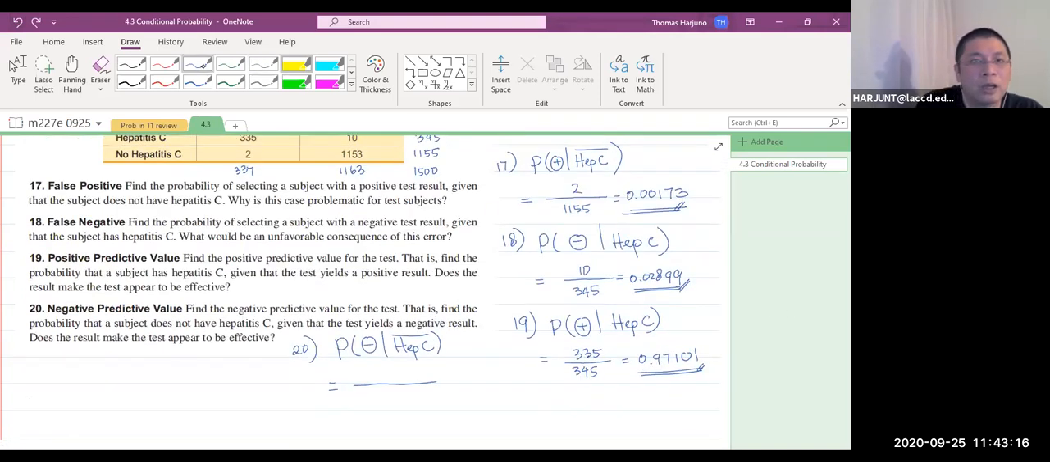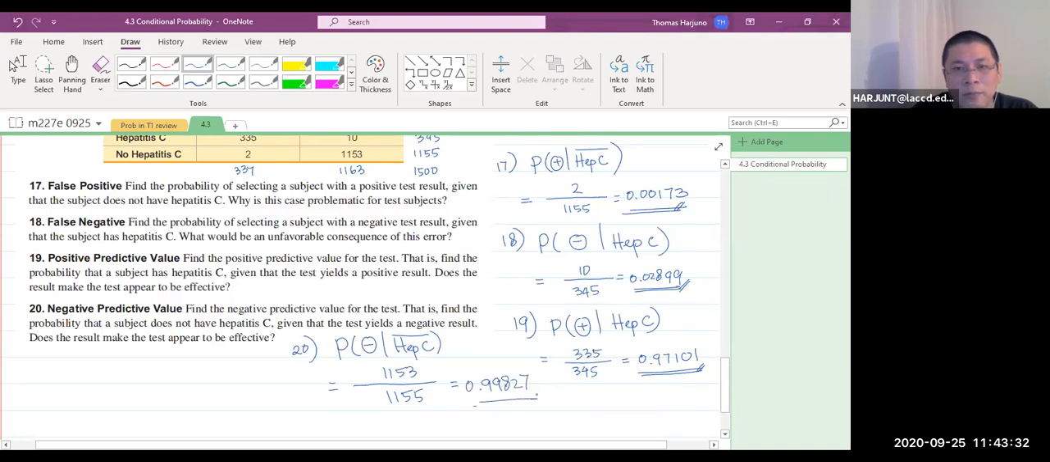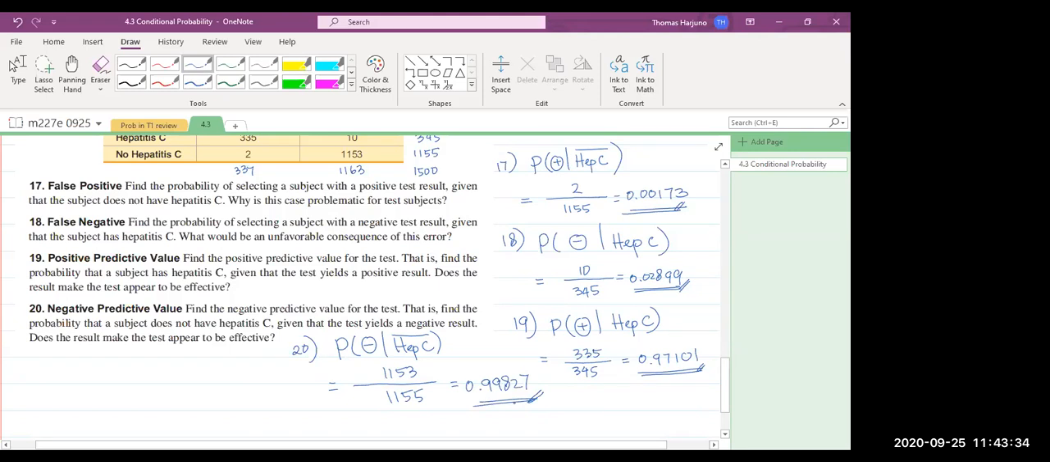Now then, how many people do not have hepatitis C? 1155, and of those not having it, 1153 tested negative. So that will be 0.99827.